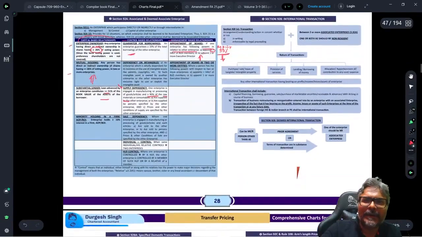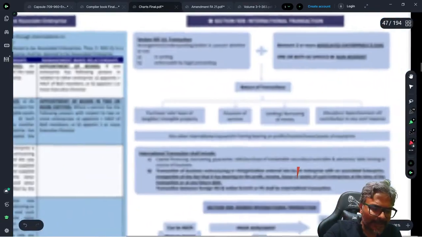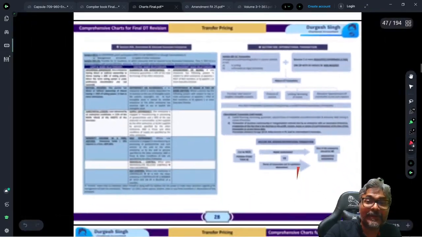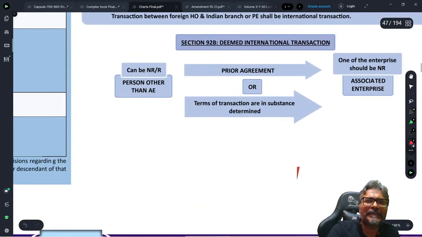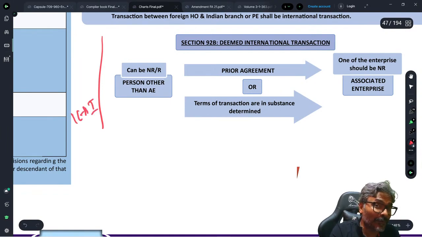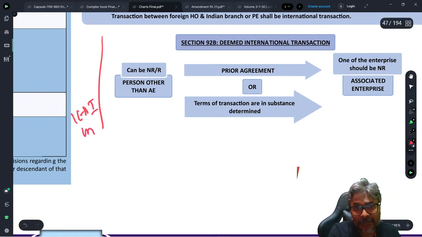Now, international transaction, students, 92B. I have already done it. I will do with you deemed international transaction. Now, students, ICAI has targeted an MCQ. In this revision lecture, I am also doing your MCQs, but in a very subtle way, I am going to explain the MCQs in my lectures. So one of the ICAI MCQs I found, they have targeted 92B.